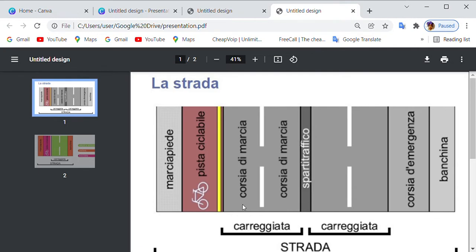Then you have the corsia di marcia. This corsia di marcia is where you drive vehicles, where you see cars driving. It could be that one car is going like this and another one is coming like this, or they could both be going one way. Then at the middle here you have spartitraffico. On a typical street, you have two carreggiate, that is where vehicles drive two-way, two vehicles here and two vehicles here.